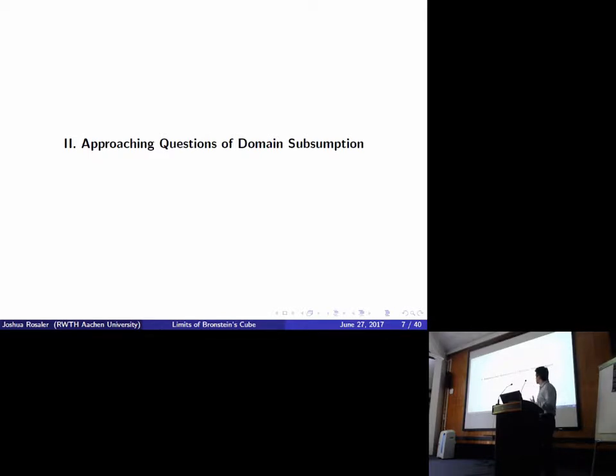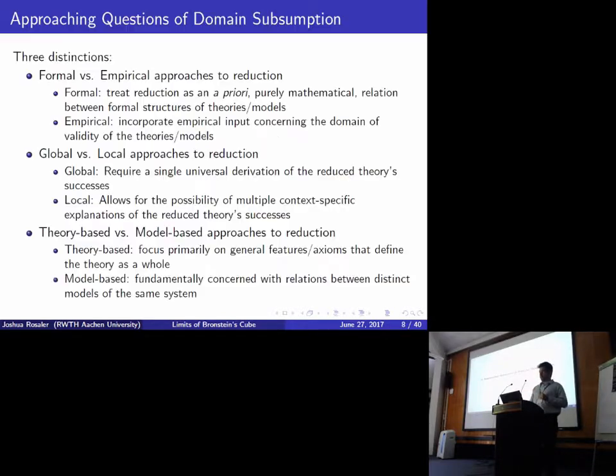Okay, so now I'm going to discuss questions about the methodology of domain subsumption in physics. And in order to do that, it will be helpful to draw 3 distinctions. First, between formal and empirical approaches to reduction. Formal approaches to reduction treat reduction as solely a question of the mathematical relationship between the theories. So basically, they proceed on the assumption that one only needs to know the mathematical models or the mathematical framework of the theory in order to assess whether reduction occurs. Empirical reduction incorporates also empirical input beyond the mathematical frameworks of the theories or models, in order to assess whether one reduces to the other.